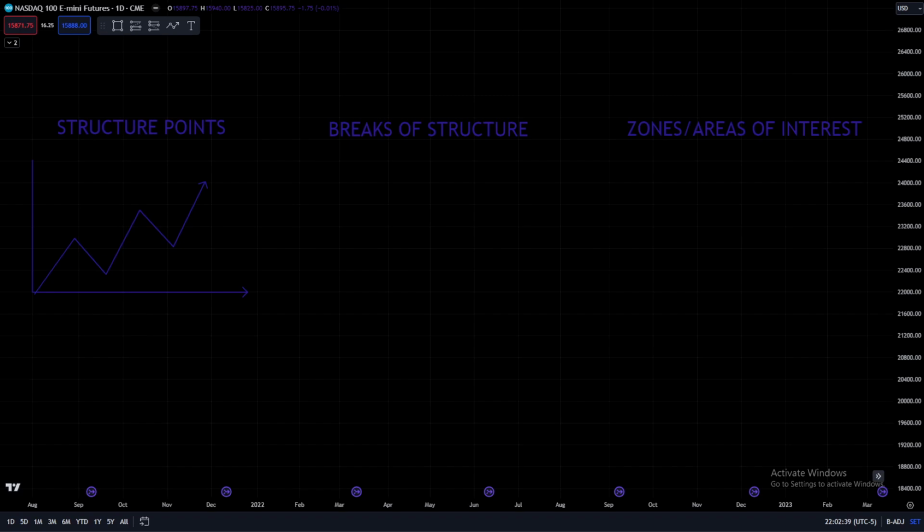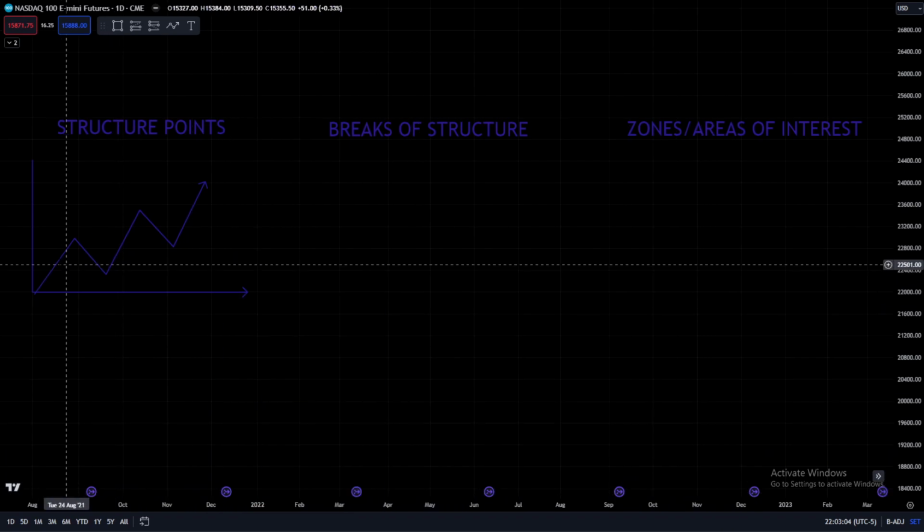So now we're gonna get into another section of market structure. I'm going to explain to you today structure points, breaks of structure, and zones or areas of interest. These three are pretty much intertwined together, so they're going to be kind of like the same concepts. But I'll start you off with structure points. Essentially, structure points are just going to be points of structure.